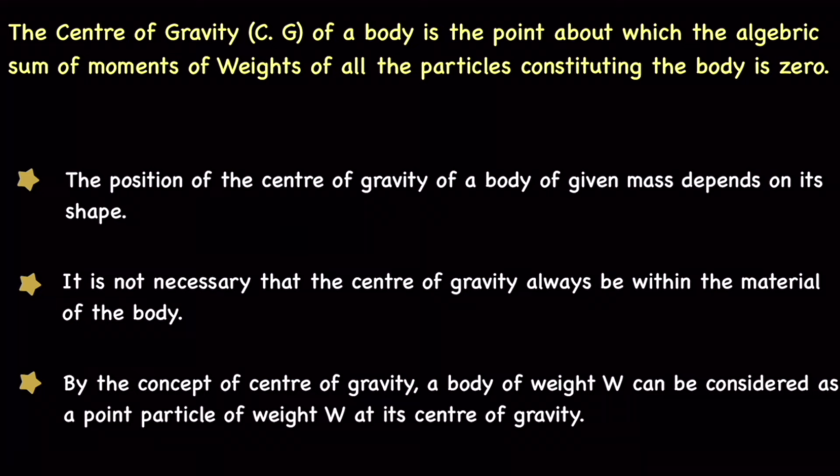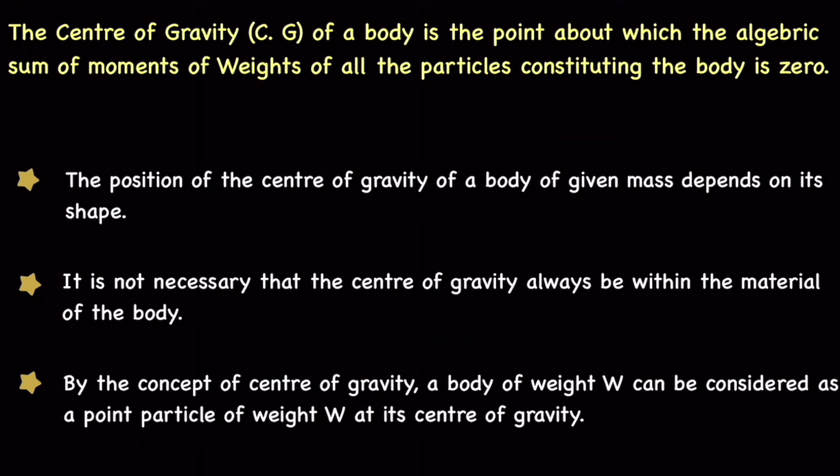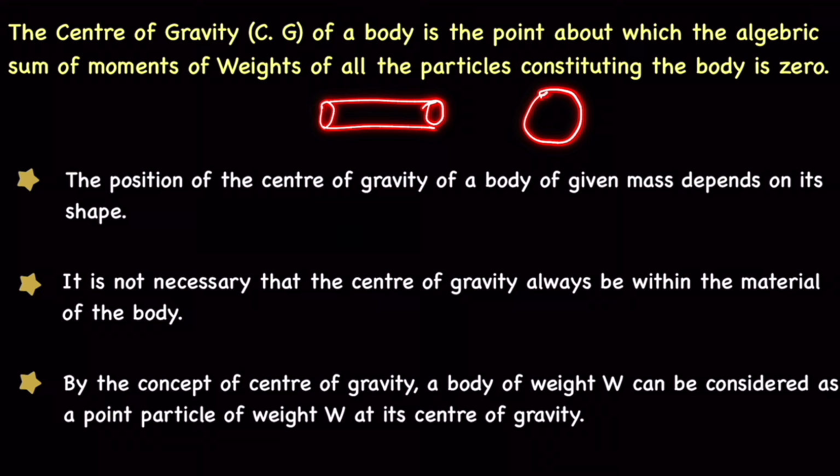There are a few points we have to always remember in terms of center of gravity. First, the position of the center of gravity of a body of given mass depends upon its shape. Means different shapes have different centers of gravity. If we take a rod and a ring, both have the same mass, but their center of gravity is different. For the rod, it is the midpoint, and for the ring, it is the geometric center.